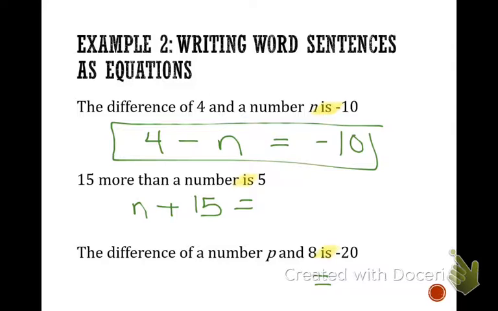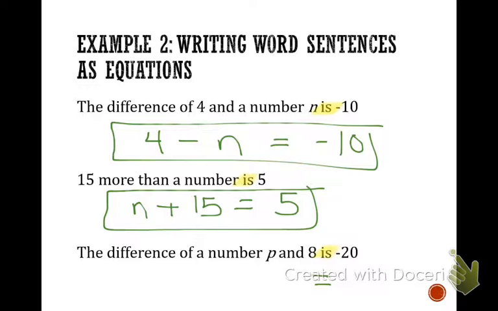All right, so anytime you see more than, less than, or fewer than, you're going to reverse the order. All right? Okay, you try the third one on your own. The difference of a number p and 8 is negative 20. Say the answer? Yep, go ahead and say the answer.